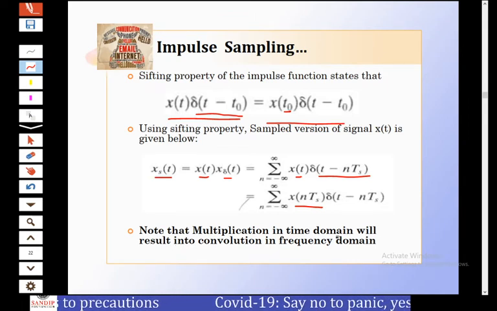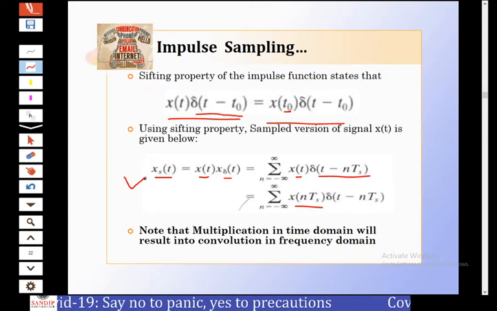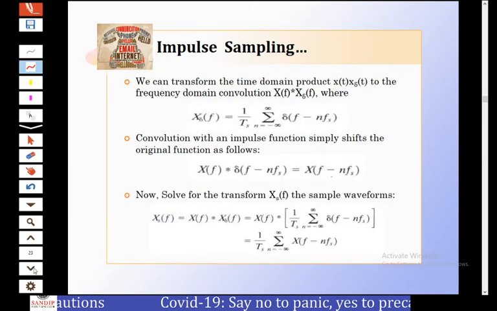Note that multiplication in the time domain results in convolution in the frequency domain. So this is simple mathematics. If you understand the properties of the delta function, good; if you do not, you can refer to the properties of delta functions from signals and systems, and then you can understand easily. We can transform this time domain product x(t) × xδ(t) to the frequency domain by the convolution X(f) * Xδ(f).